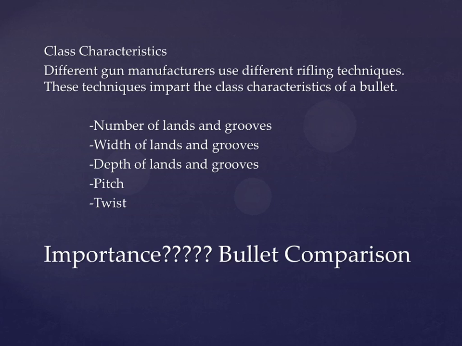The most common that we will see would be the number of lands and grooves on a bullet, the width of the lands and grooves, the depth of the lands and grooves, something called pitch, which I'll explain later on, and twist. Twist just means what direction the lands and grooves are moving to. Are they moving to the right or are they moving to the left?